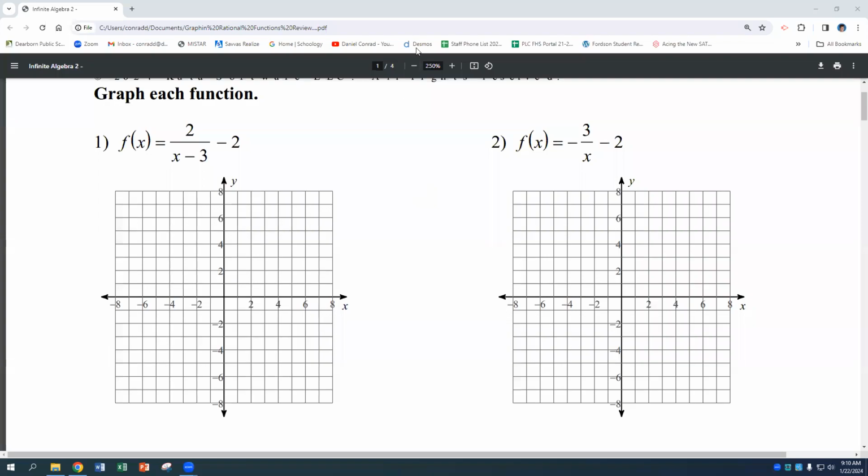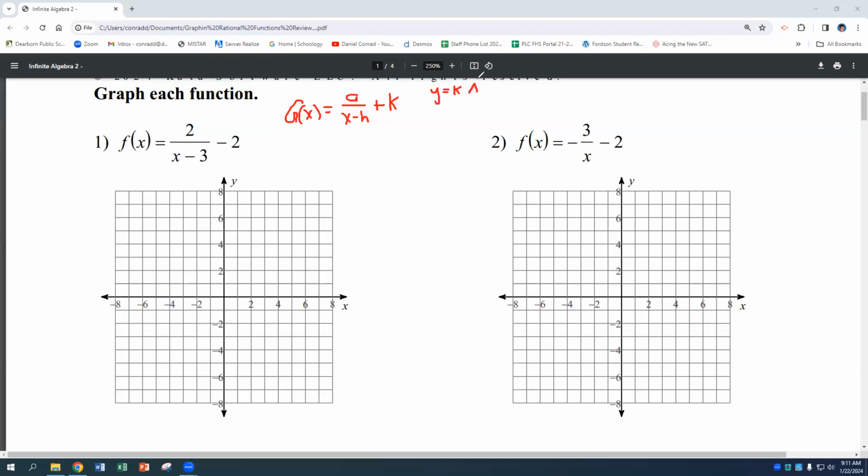Okay, this is the 4-2 review, graphing rational functions. If we notice on the review, numbers 1, 2, 3, and 4 are all in the form g of x equals a over x minus h plus k. If they're in this form, your horizontal asymptote is going to be y equals k.